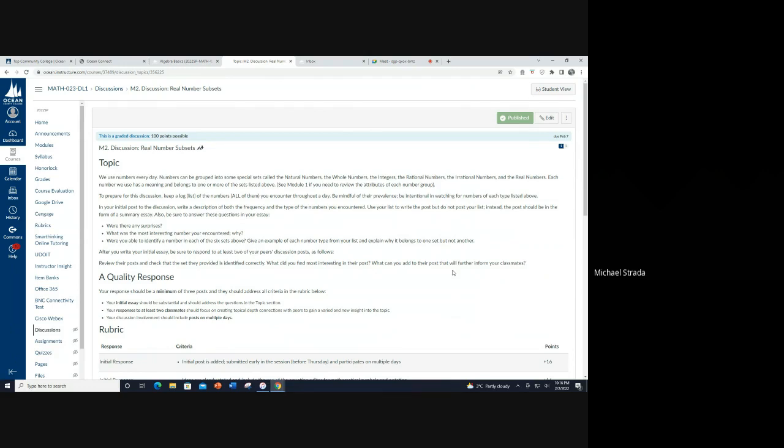We use numbers every day. Numbers can be grouped into some special sets called the natural numbers, the whole numbers, the integers, the rational numbers, the irrational numbers, and the real numbers. So you should look these up through the instructional materials found in the course, and make sure you know how to separate each one of them. It says each number we use has a meaning and belongs to one or more of the sets listed above. See Module 1 if you need to review the attributes of each number group.